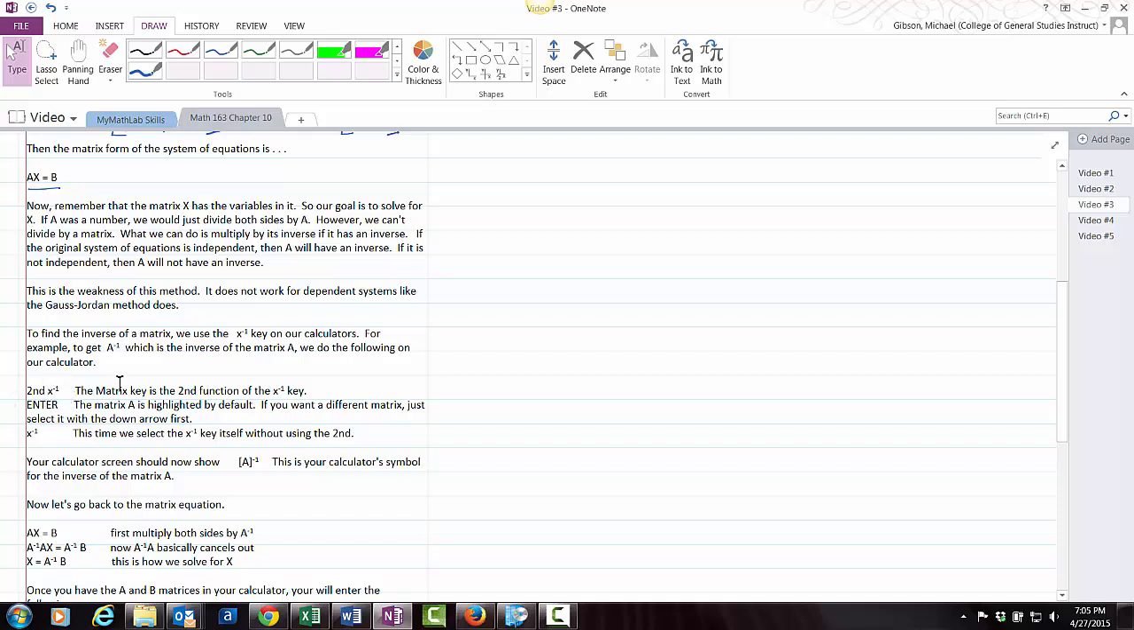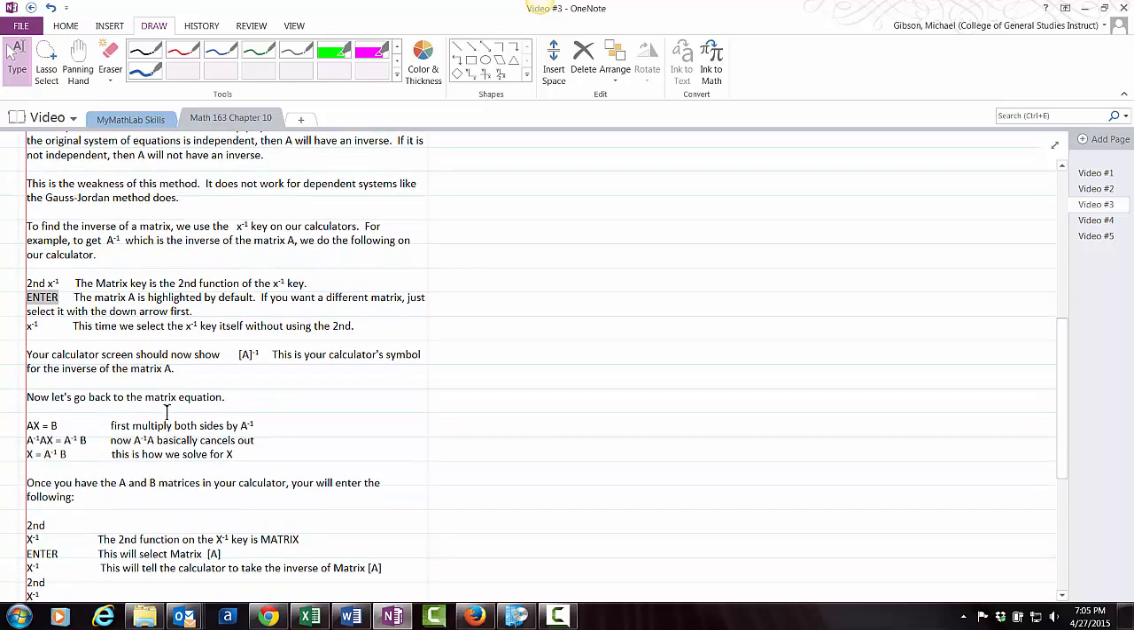Unfortunately, by the way, it's a little bit weird to write this out. The second function on the X inverse key is the matrix key. So when I want to access the matrices, I do second X inverse. The X minus 1 key there is the X inverse. And when I want to take the inverse, then I just hit the X minus 1 key. So you've got to pay attention carefully here. First we're going to hit second X inverse. That's going to get us into the matrix section. Then you hit enter. This will select the matrix A.